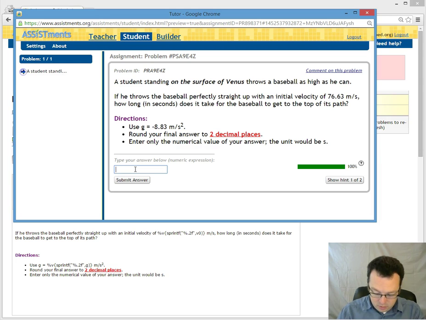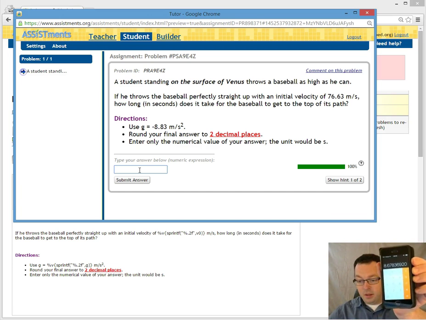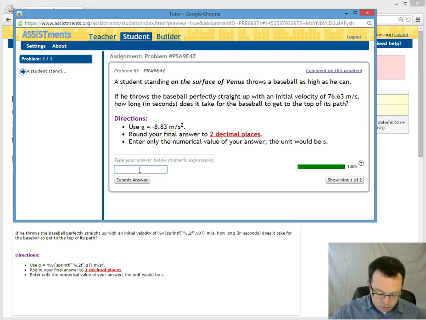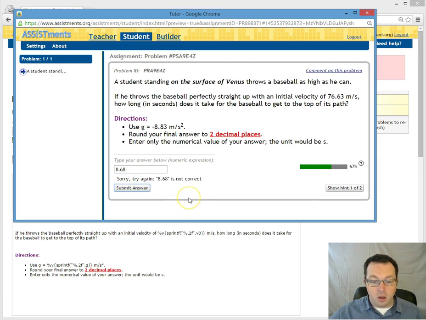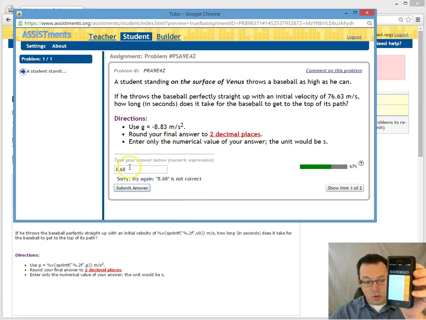So 76.63 divided by 8.83. This gets me, on my calculator, 8.6783 blah blah blah. So let's do what we were told to do: 8.68, rounding to 2 decimal places. Oh wait, I did it right, but we never told the system.